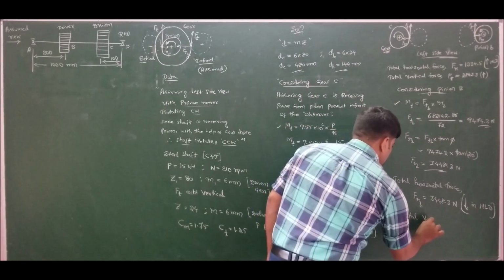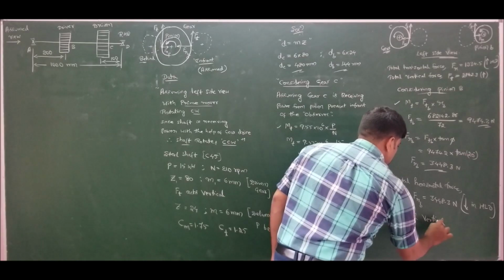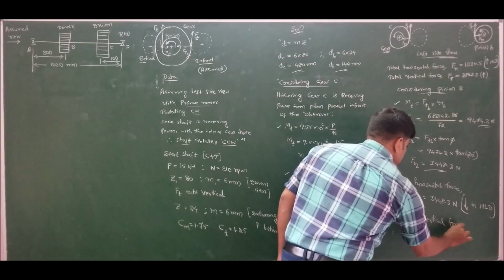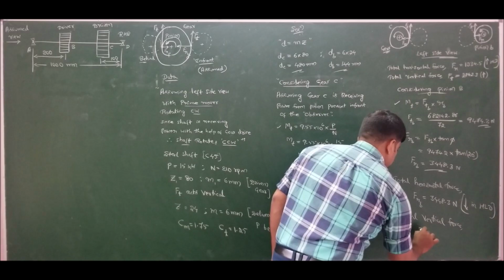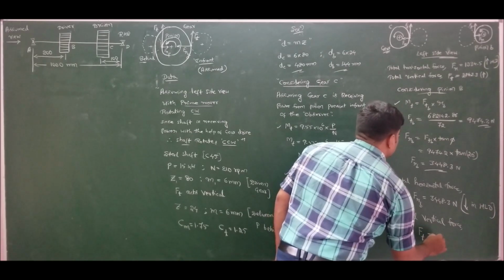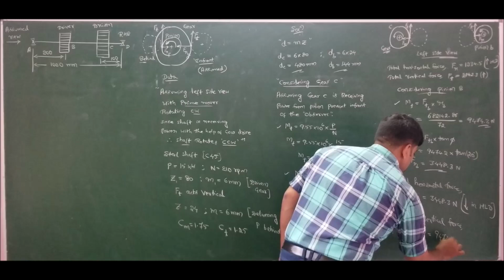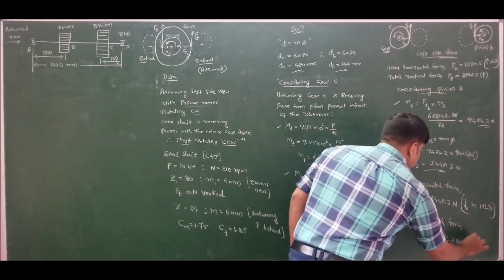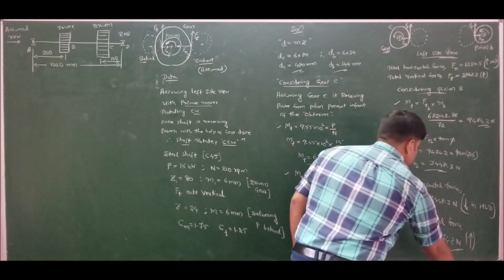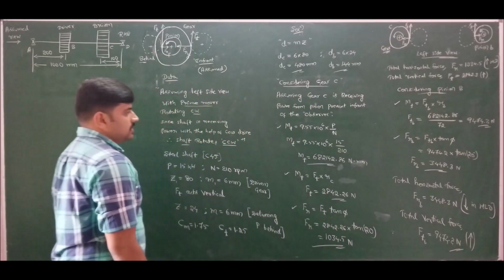Total vertical force is just FtB, which is equal to 9474 newtons. This acts vertically upwards as per our assumption.